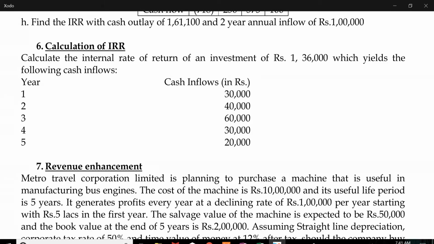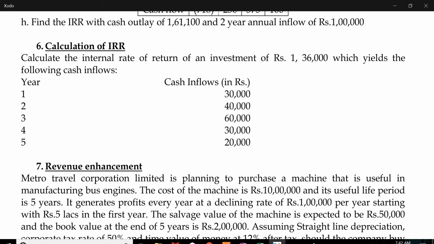8.63%. In the calculator it will be 30,000 plus 40,000 plus 60,000 plus 30,000 plus 20,000 minus 136. This is the overall profits, which I think is 44,000. Divide by 5. Average profit is 8,800. Divided by 68,000. That's your average investment. Half of 136. Half of 136 divided by 68,000 into 2 by 3. How much you get?